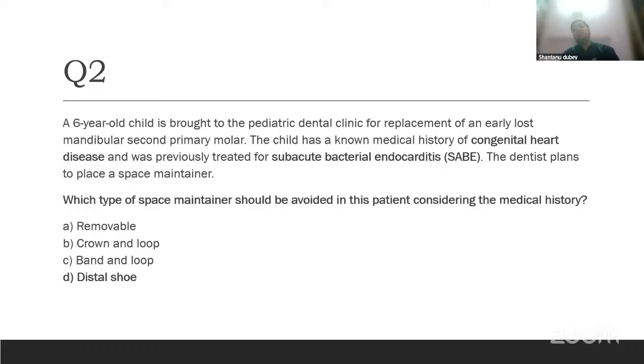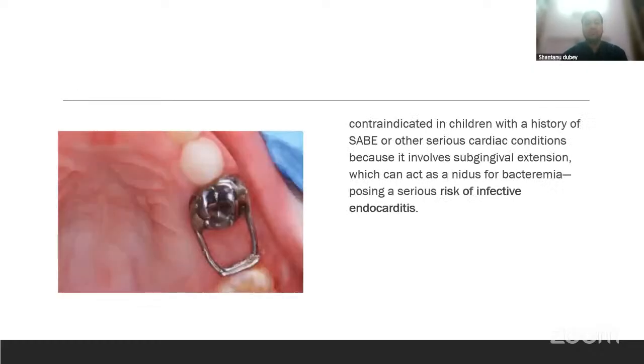So obviously, there is removable, there is crown and loop, band and loop. All three have one thing in common. It is not very invasive. And we understand subacute bacterial endocarditis, congenital heart disease here. So we do not want to give anything that would be invasive and can cause bacterial infection to reach the bloodstream, right? So in that case, distal shoe is the one eliminated. So distal shoe is the answer.